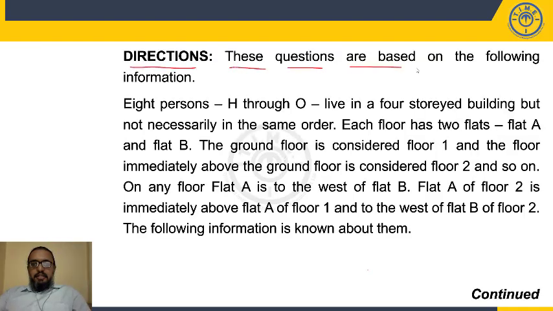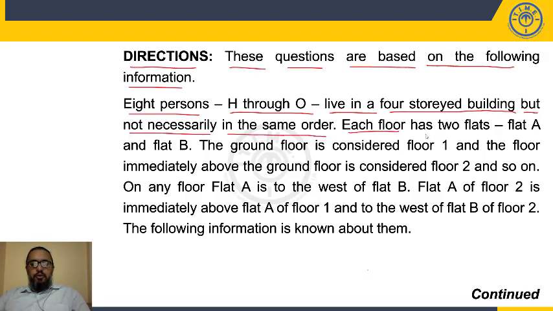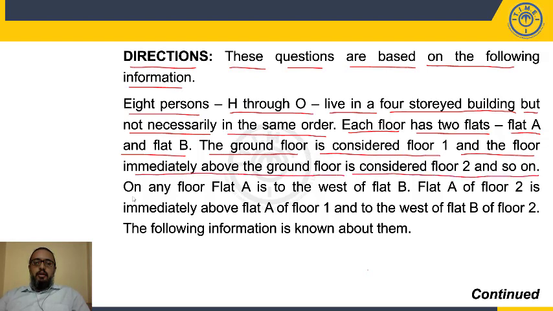These questions are based on the following information. 8 persons H through O live in a 4-storied building, but not necessarily in the same order. Each floor has 2 flats, flat A and flat B. The ground floor is considered floor 1, and the floor immediately above the ground floor is considered floor 2, and so on. On any floor, flat A is to the west of flat B. See, west means always your left hand side, east means always your right hand side. That is not going to change.